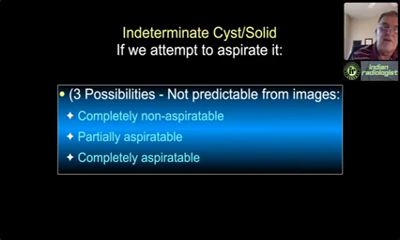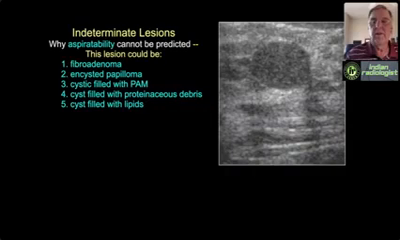Now, if we try to aspirate these indeterminate cystic versus solid lesions, there are 3 possibilities, and I haven't found any way to predict from the grayscale ultrasound alone which of these it's going to be. It might be completely non-aspiratable, it might be partially aspiratable, or it might be completely aspiratable.